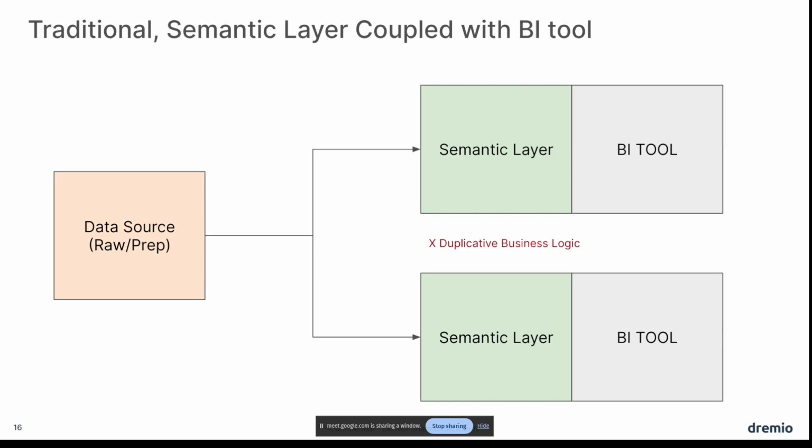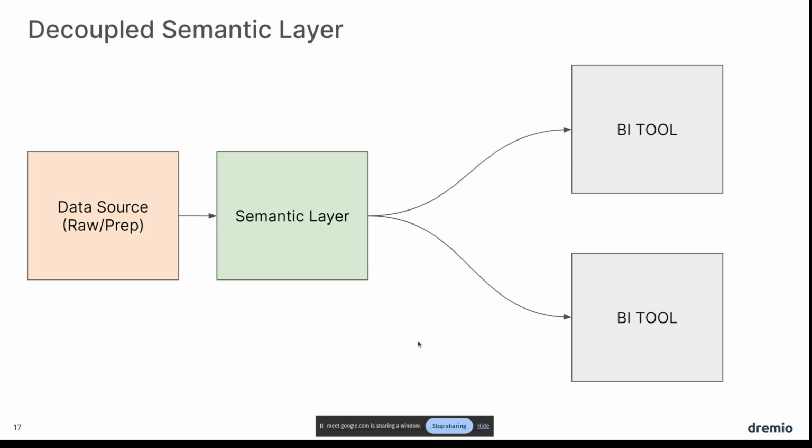So again, you get duplicative and possibly inconsistent business logic across different teams. So ideally, we'd only define the semantic layer once. That way, all my tools could feed off it, whether I'm using Tableau or Power BI. It doesn't matter which team it is, I could feed off that central layer. So that's where we're moving towards more of a decoupling.